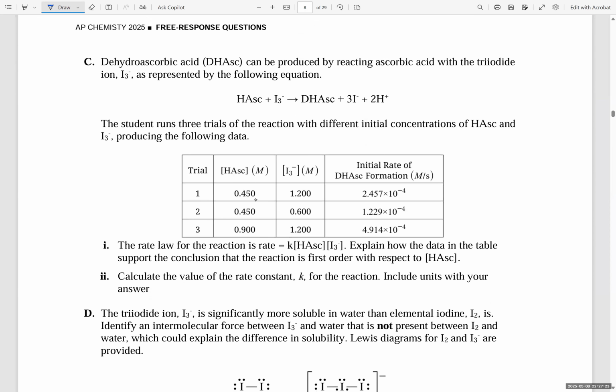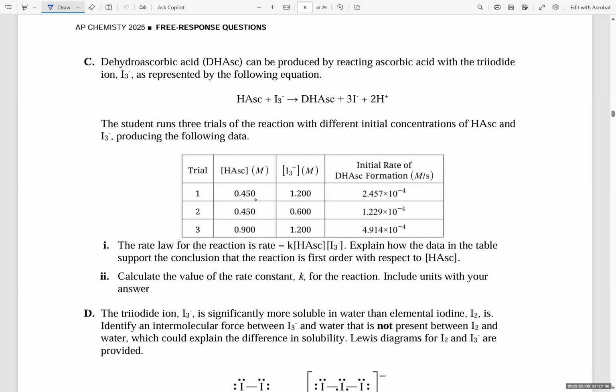Dihydroascorbic acid, DHASC, can be produced by reacting ascorbic acid with the triiodide ion as represented by the following equation. The student runs 3 trials of the reaction with 3 different initial concentrations of HASC and I3 minus, producing the following data. The rate law for the reaction is rate equals k times the concentrations. As you can see, this is first order with respect to both of these. Overall, it's second order, but we're not going to talk about that right now. Explain how the data in the table support the conclusion that the reaction is first order with respect to HASC.